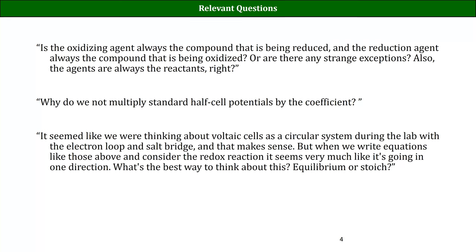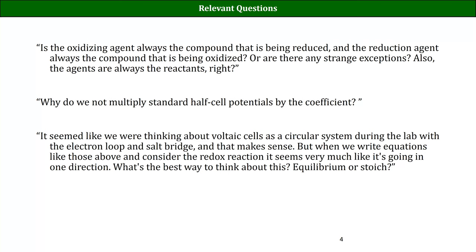So if I have you label oxidizing agent, reducing agent, it's always going to be on the reactant side of things. You just need the product side to know if it's been oxidized or reduced, right? You have to be able to compare it to where it ends up. But you're always going to be labeling whatever is on the reactant side as oxidizing agent, reducing agent.